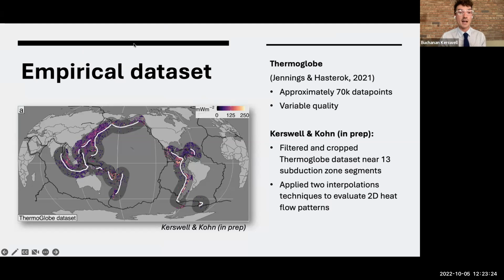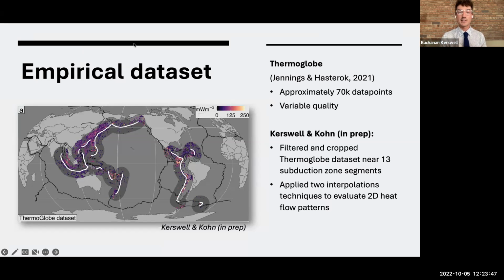There are approximately 70,000 data points in this global heat flow database, and they are of variable quality. A lot of these data points are proprietary. They come from all different sources. They span decades and decades. And so the quality control and quality assurance of the database itself is an ongoing endeavor.